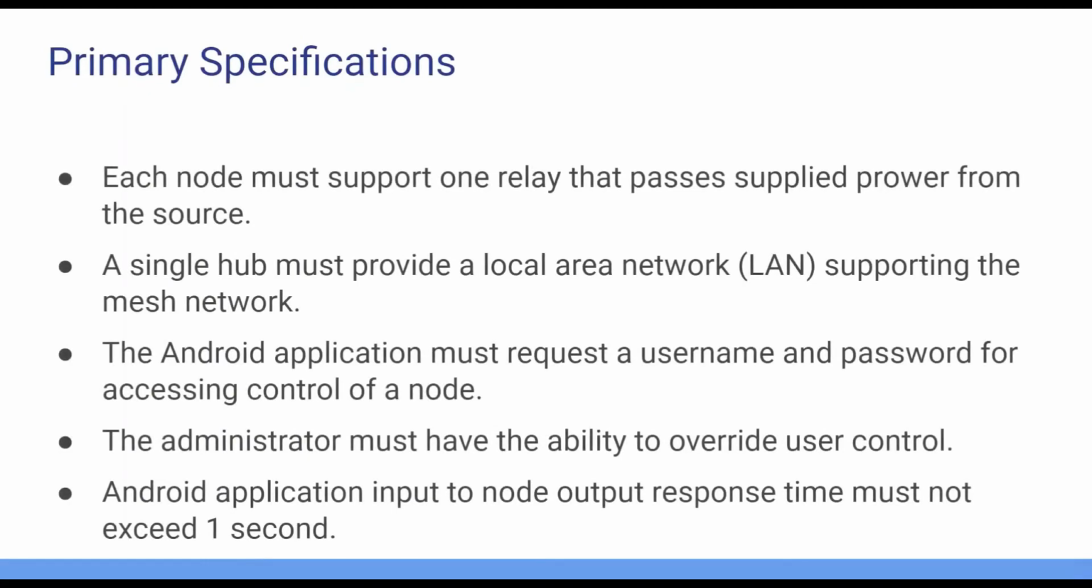The primary specifications for this project include each node supporting one relay to pass power from a source, utilizing a single hub to provide a local area network, or LAN, to support the mesh network, having a mobile application request a username and a password in order to access control of a node, allowing the administrator to override user control, and keeping communication time from the Android application to the node and vice versa under 1 second.